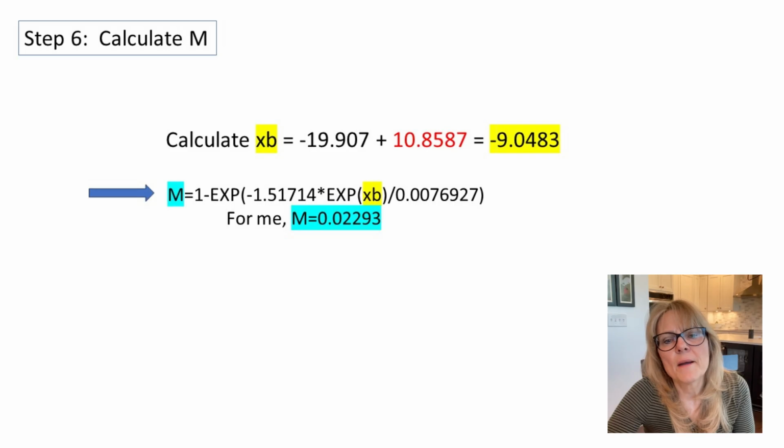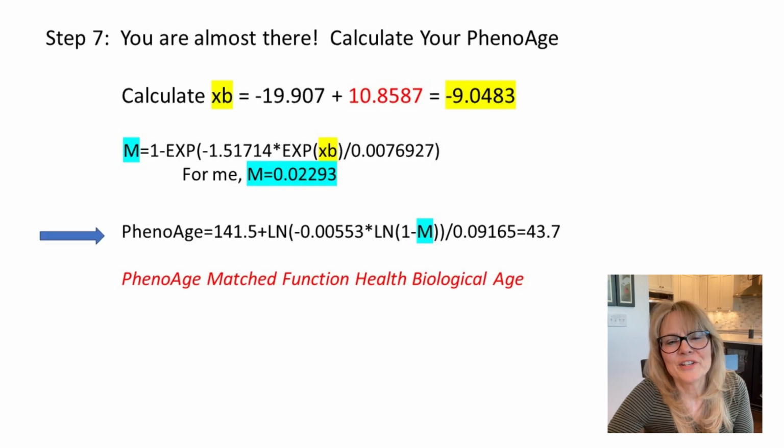Okay, so now is where it gets just a little bit more challenging. You're going to want to calculate something we're going to call M, which is in this equation here. So you take that value that we calculated in the last step, plug it in here, and then calculate M. And for me, the value of M was 0.02293. Hopefully you're still with me. And this is the last step. You're there. Woohoo!